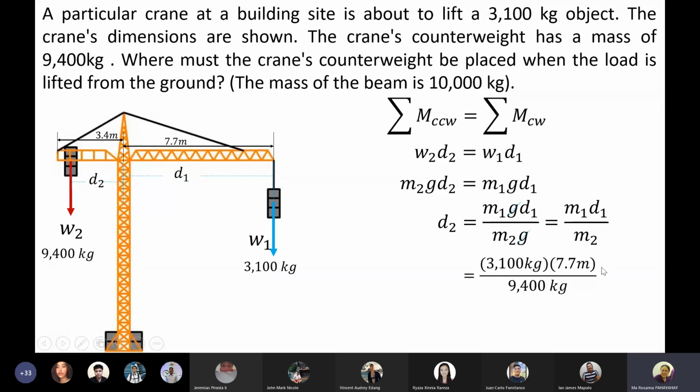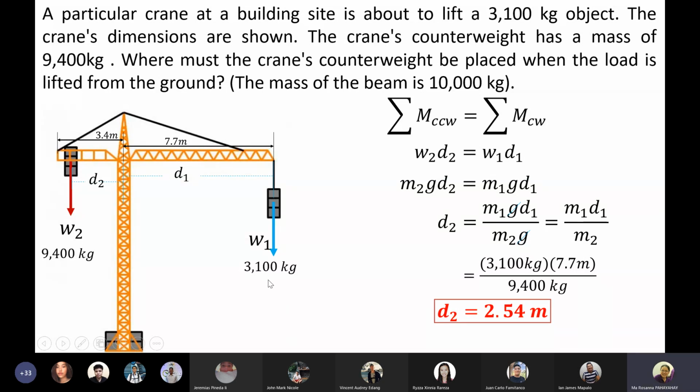So D2 is 3,100 kilograms times 7.7, which is the distance from weight 1 to the pivot, 7.7 meters, divided by the counterweight. Therefore, D2 is 2.54 meters. So ilalagay natin yung counterweight 2.54 meters from the pivot. Okay? So hopefully that is clear. And malalaman nyo kung ano yung maximum na pwede nyong kargahin on this crane.